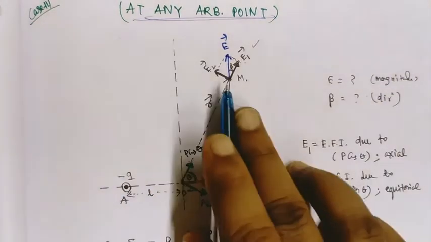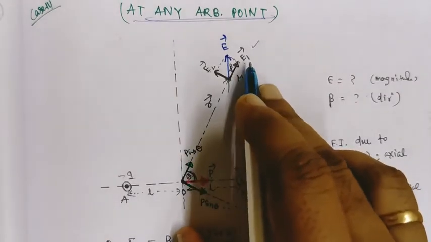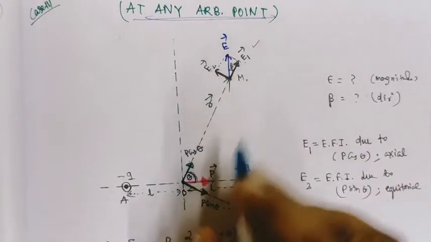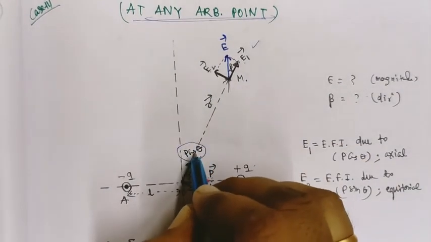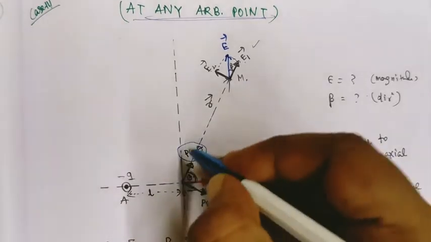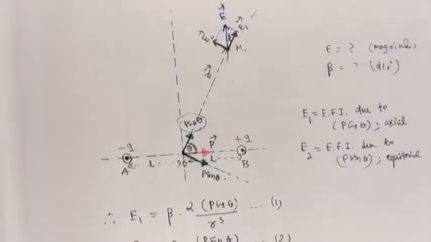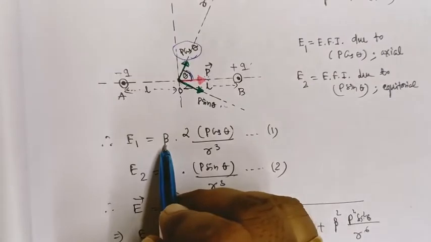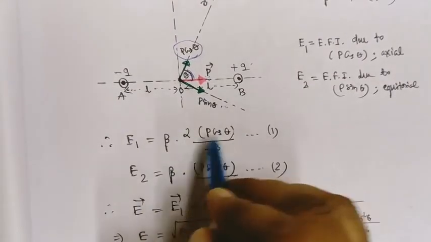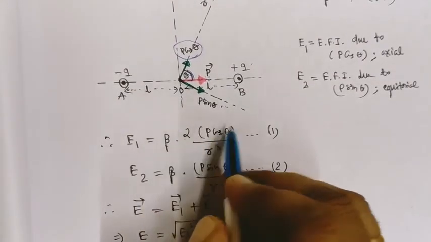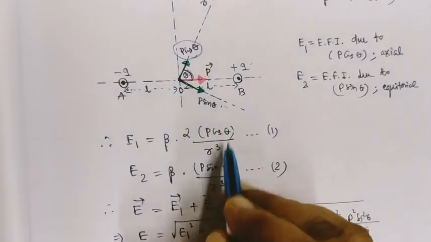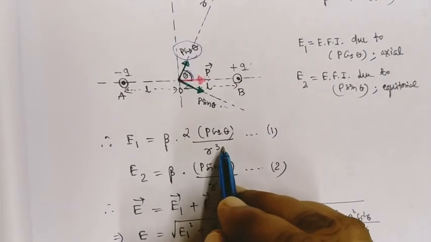First to remember what is E1. E1 means electric field intensity due to dipole moment P cos theta. And this is case 1. What is the formula of case 1? K into 2 into dipole moment. 2 factor is here. Dipole moment is P cos theta by distance R cube.